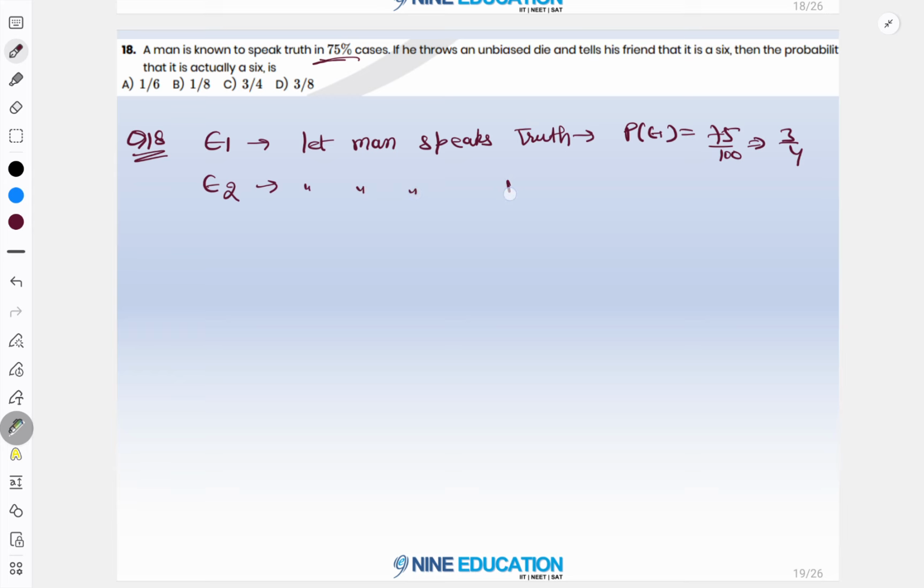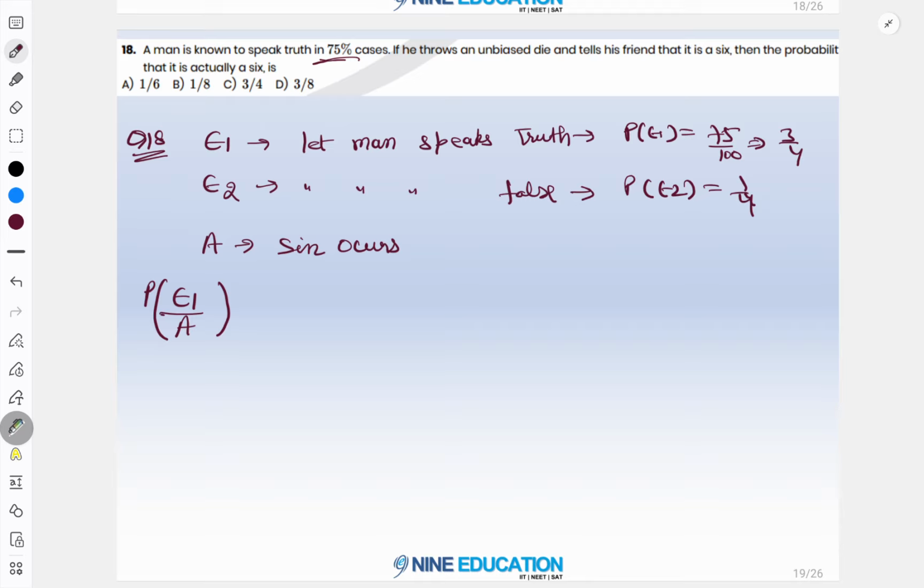Let E2 be the event that the man does not speak truth, or the man speaks false. So the probability of E2 will be 1 minus 3 by 4, that's 1 by 4. Let A be the event that 6 occurs. Then what we need to find? Actually it was a 6. Now what do we mean by actually it was a 6? Given a 6 occurs, you need to find the conditional probability that the man was speaking truth. That's what you need to find.